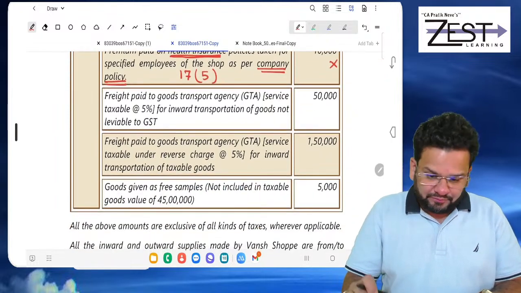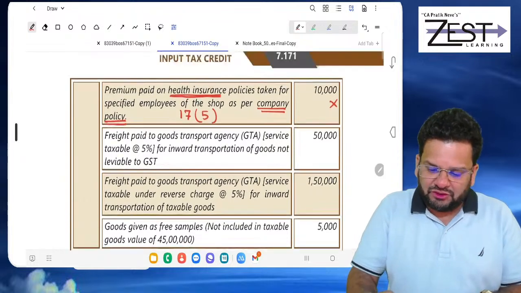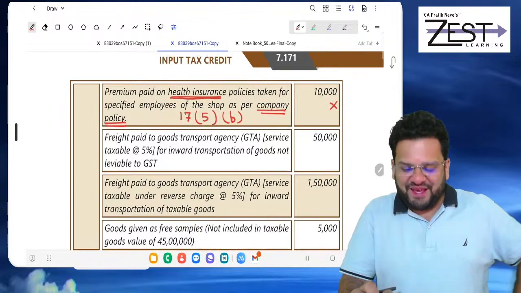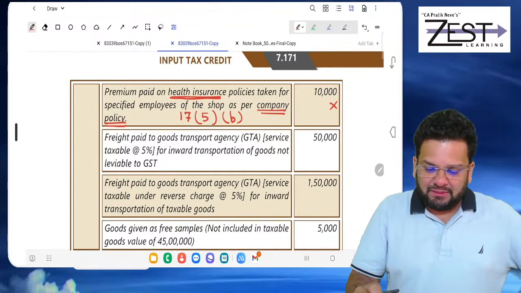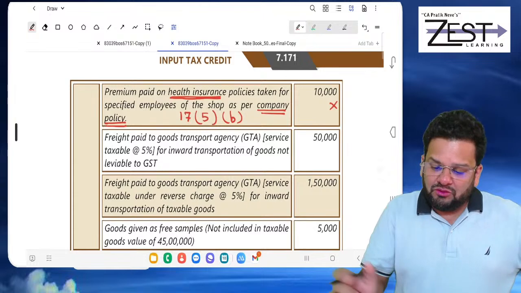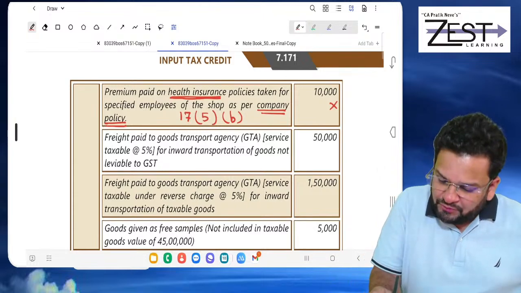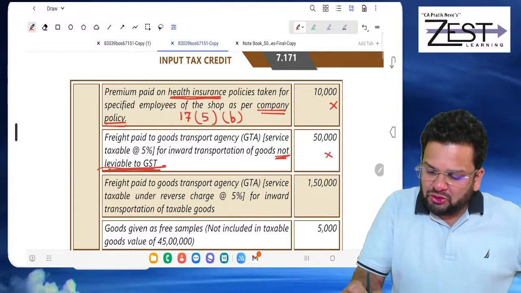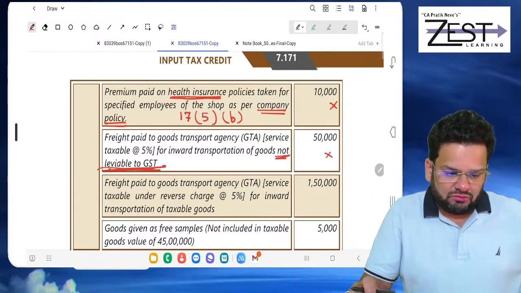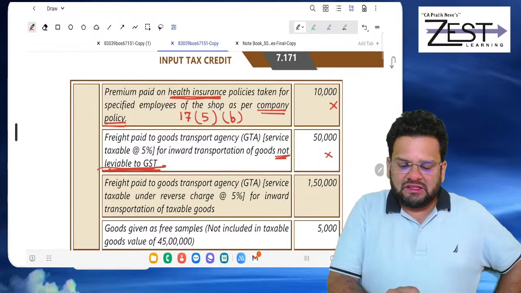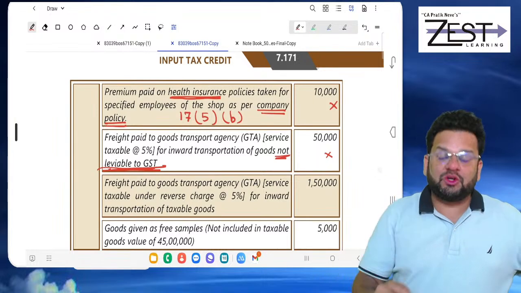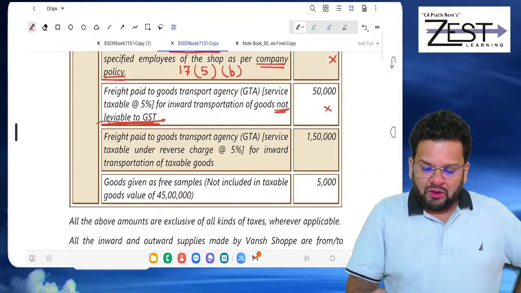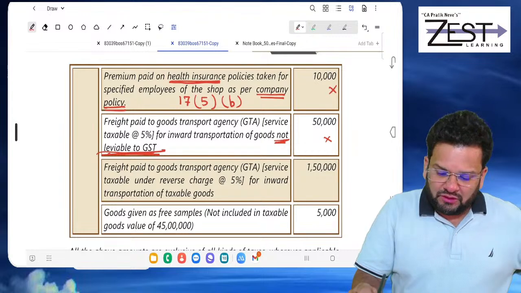Freight paid, yes, very good. Clause B, absolutely. Freight paid to GTA service taxable at 5% for inward transportation of goods not leviable to GST. So you will not be able to claim ITC of this because it is being used entirely for inward transportation of goods which are not leviable to GST. Okay, but you know that this will be taxable.